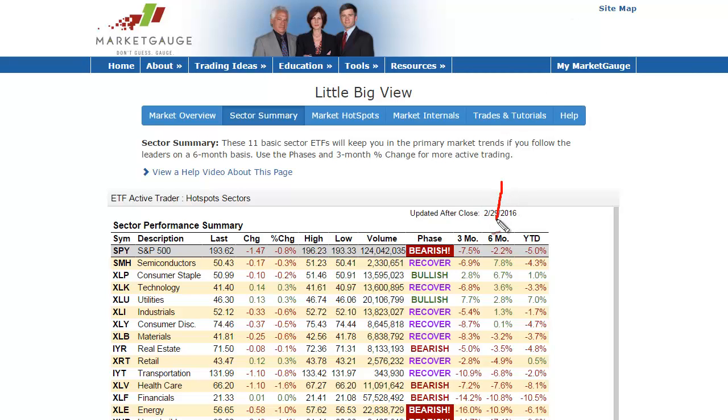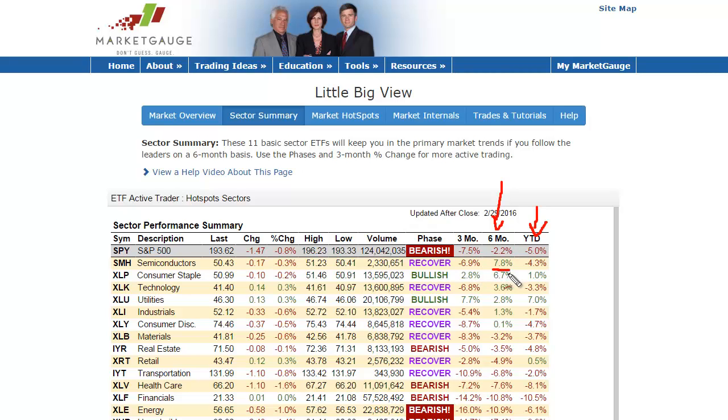If you're not already familiar with MarketGauge, you know that statistically, we know that the 6-month time frame is a very powerful time frame. The other time frame that we don't talk about all that much except with our members is year to date. Year to date is an incredibly powerful time frame, especially when you start the year off as negatively as we have.